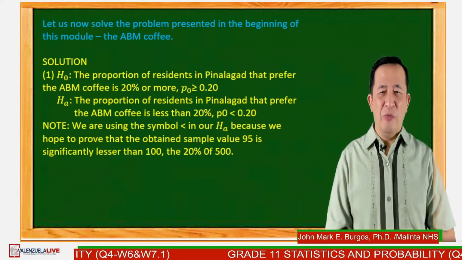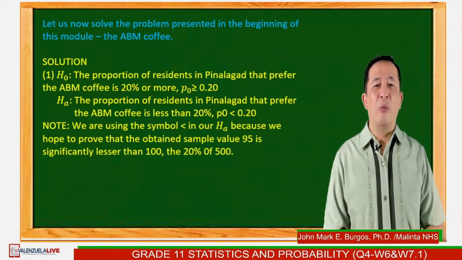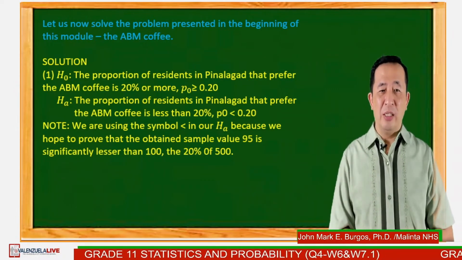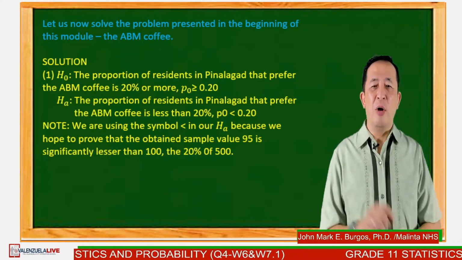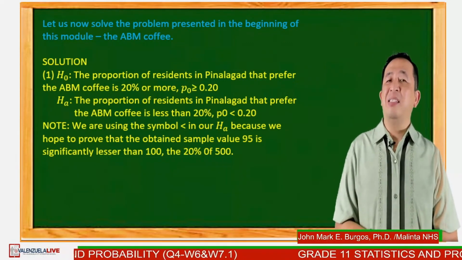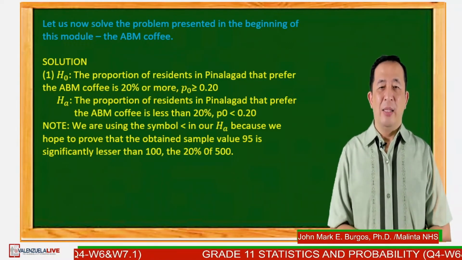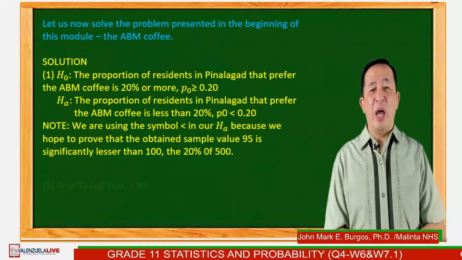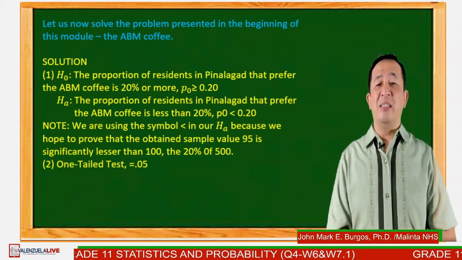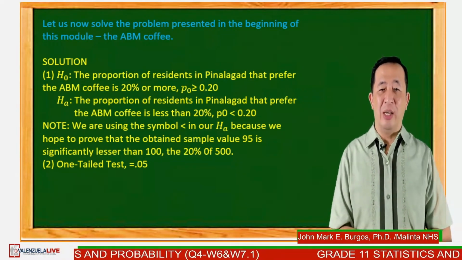Now take note of this. We are using the symbol less than in our alternative hypothesis because we have to prove that the obtained sample value 95 is significantly lesser than 100, the 20% of 500. The second thing that we have to consider is that it is a one-tailed test at alpha, which is 0.05.